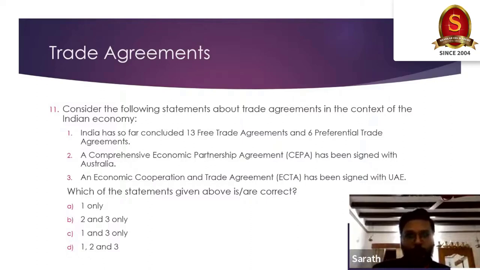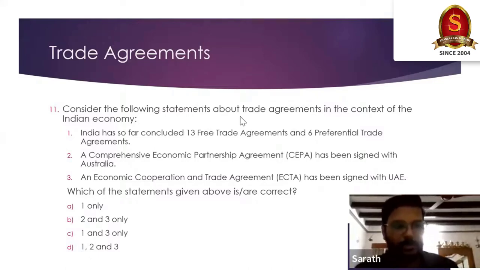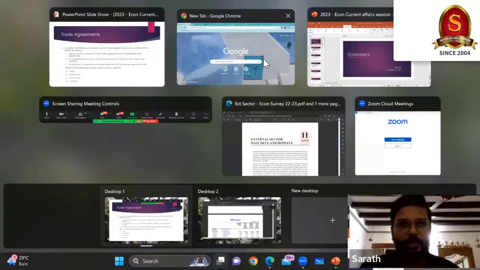CEPA is with UAE. And ECTA is with Australia. So both the statements, because they are interchanged, are wrong. A, one only, is the correct answer over here. Now, where do we get this particular data from? Again, the same logic that you apply is don't go looking for this data.